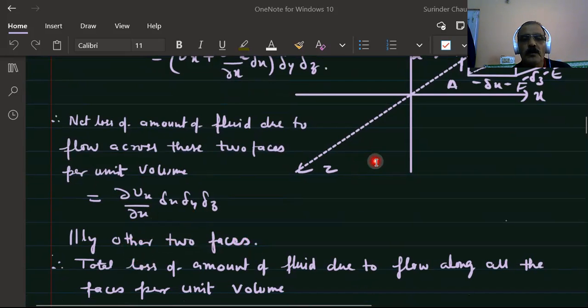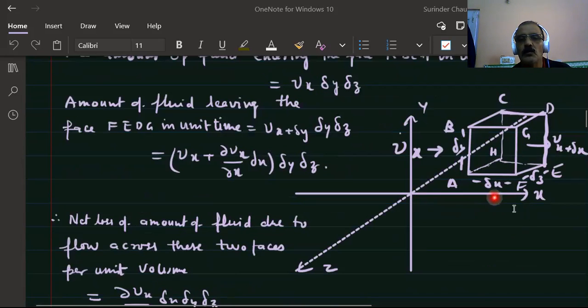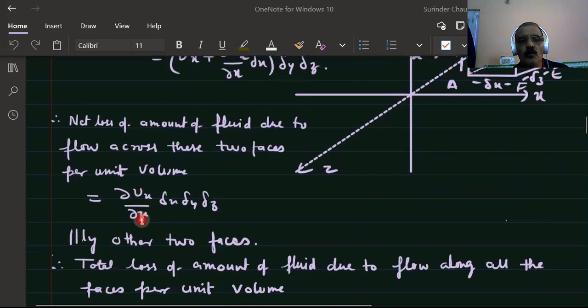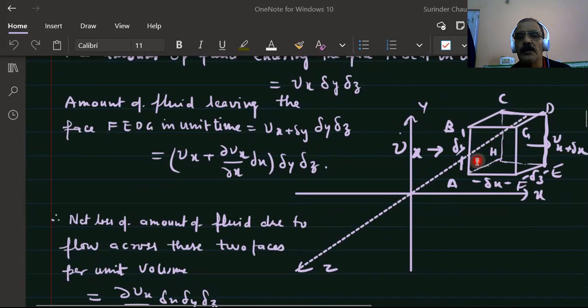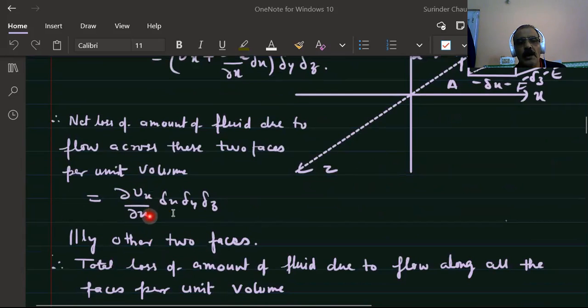Similarly, for the other two pairs of faces: if the fluid enters along the y-axis with vy and leaves with v of y plus del y, the net loss of fluid across the faces AHEF and BGCD will be partial vy with respect to y times del x del y del z. Similarly, for the fluid entering the face AFGB and leaving the opposite face, the net loss will be partial vz with respect to z times del x del y del z.